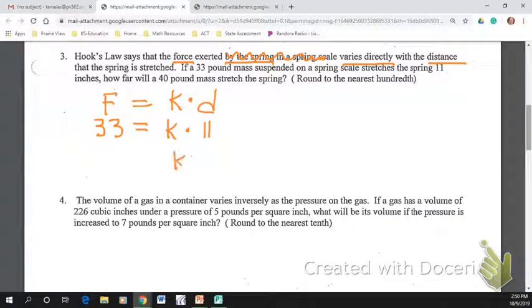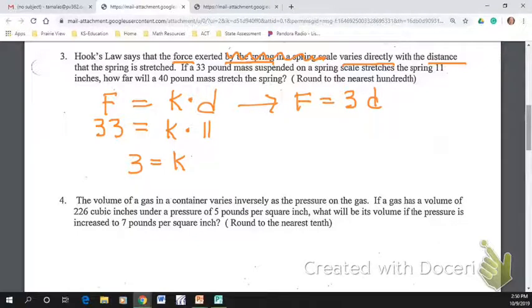So if I solve for K, I get what? 3. K is a 3. Does that make sense? Okay, so let's rewrite it again, letting that K be a 3. So in physics, that's called the spring constant. That number right there would be my spring constant. All right, now let's see, what else do they tell me in the end?